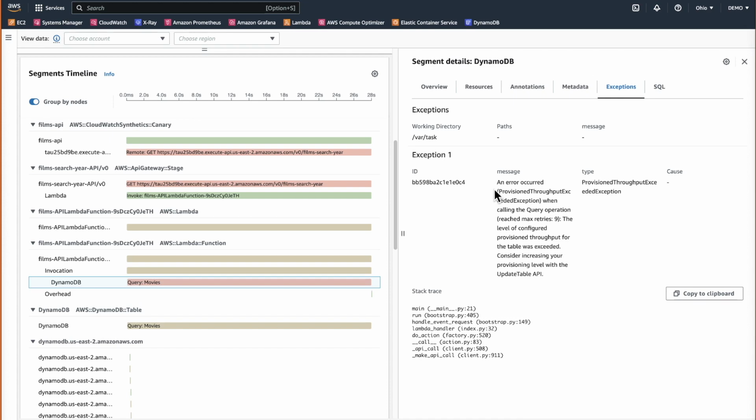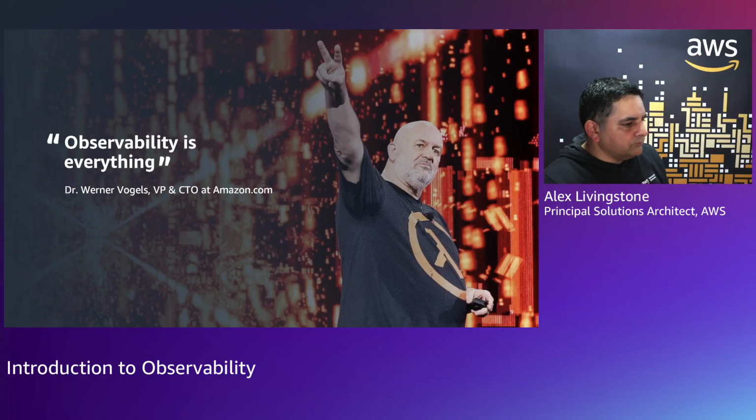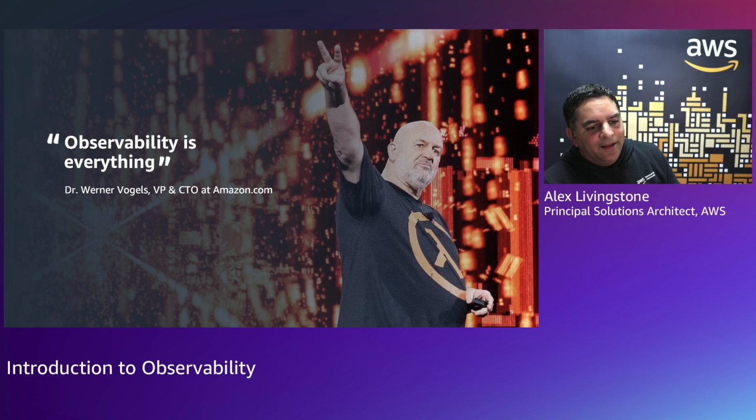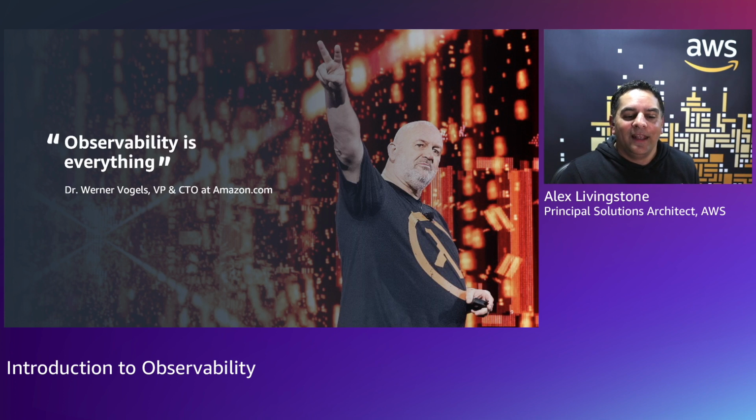So let's go back to the presentation. Observability is everything. During a keynote speech, Werner Vogels declared that observability is everything. And as we've discussed, it's vital for detecting issues, making improvements and reducing costs. You can't really operate an application without observability unless you just happen to get lucky.